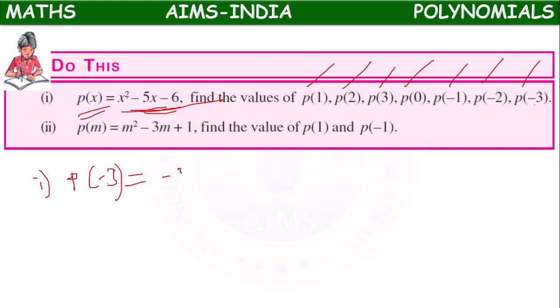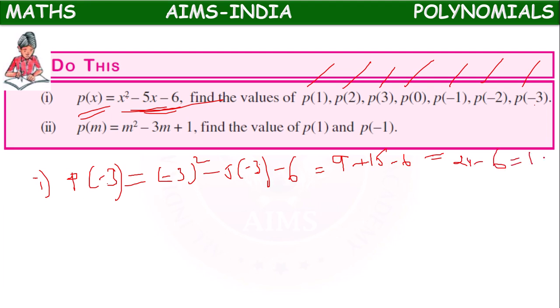So instead of x square, we get minus 3 whole square minus 5 into minus 3 minus 6. Minus 3 whole square, how much, children? 9. Minus into minus is plus, 5 threes are 15, minus 6. 9 plus 15 is 24, minus 6 is 18. So the value of p of minus 3 is 18. In the same way, for the remaining points also you can find the value of p of x. Children, you can practice them later as homework.